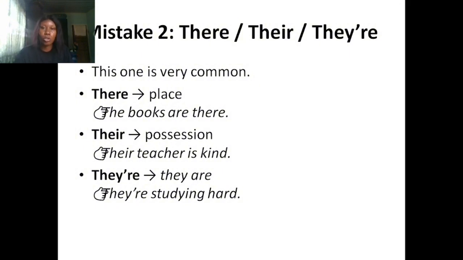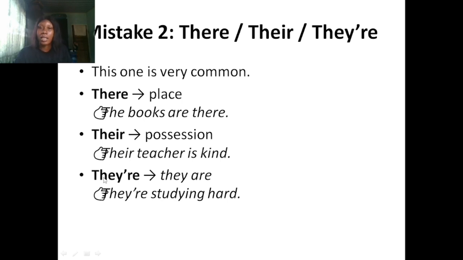It shows possession. So do not say "the books are their." It is wrong. "The books are there" is supposed to show location, not possession. You say "their books are there," which shows possession and also location. Now you can see that there is used to show location, their is used to show possession.